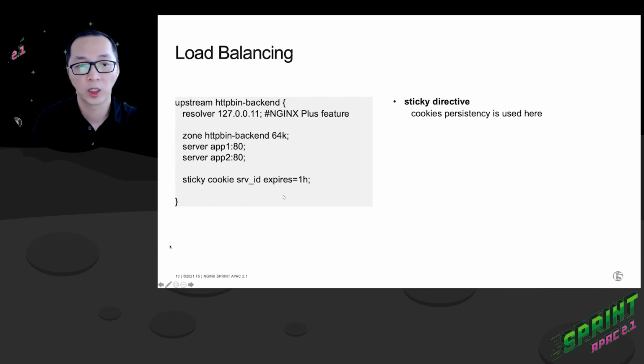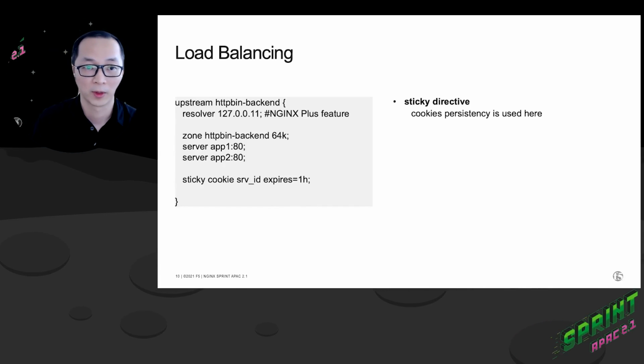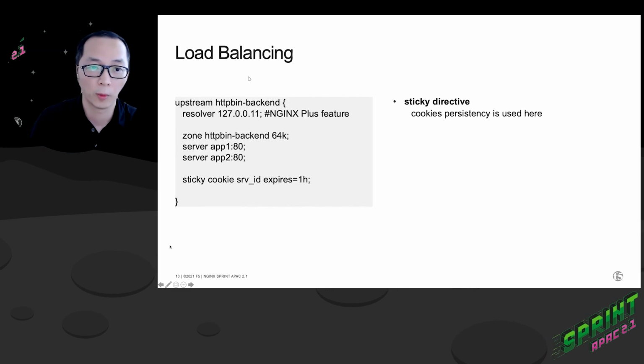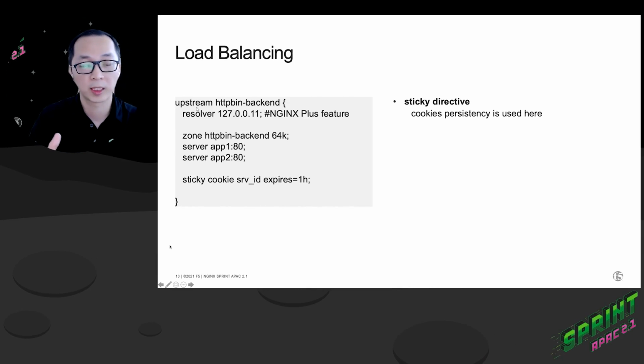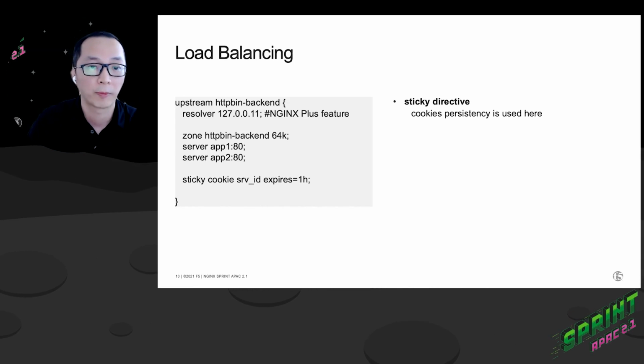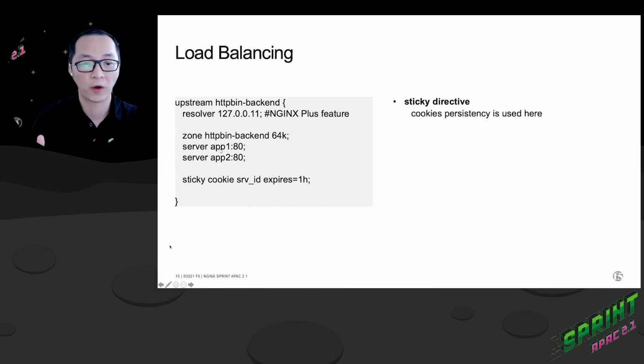The third functionality we're going to talk about is load balancing. To configure load balancing in NGINX, we define an upstream block. Upstream is basically the backend pool, the HTTP backend. A server there is a pool member, and usually we define the IP address as well as the port number.